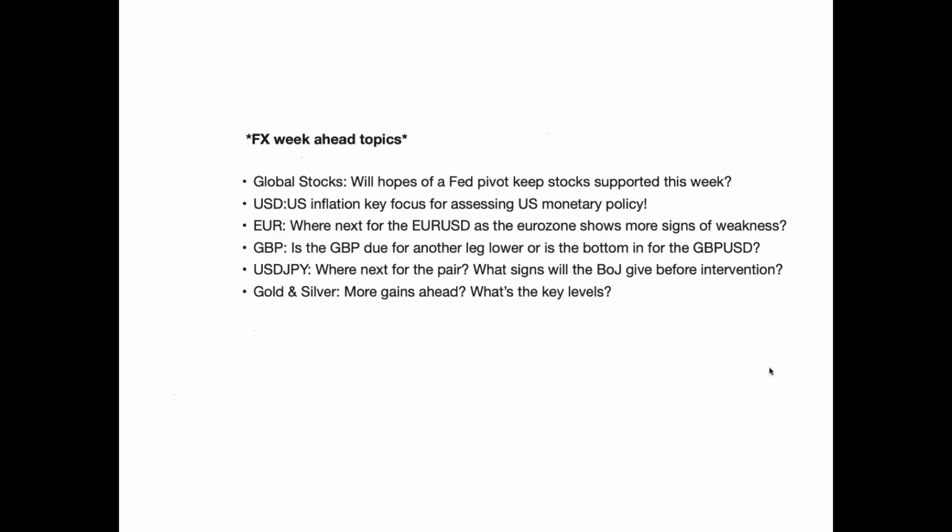These are the sort of key things we're going to be looking at: the euro, the pound, dollar, yen, discussing BOJ intervention, as well as looking at global stocks, the major narrative that's been driving them lower over the last 48 hours, and as well as what we potentially have ahead for gold and silver.